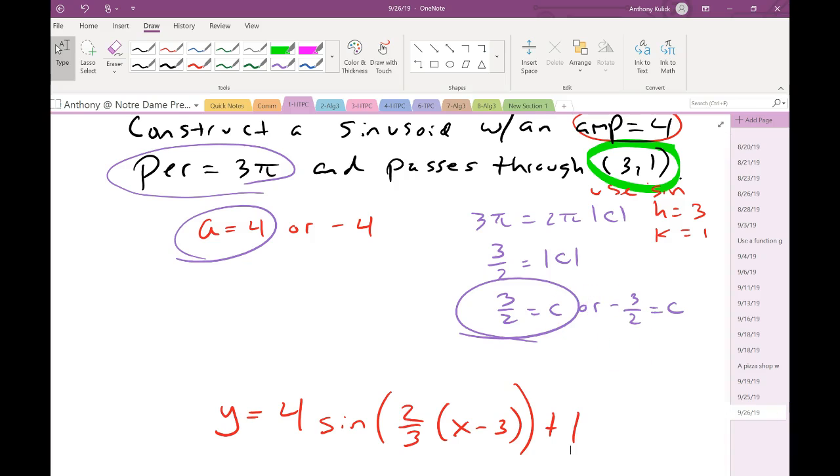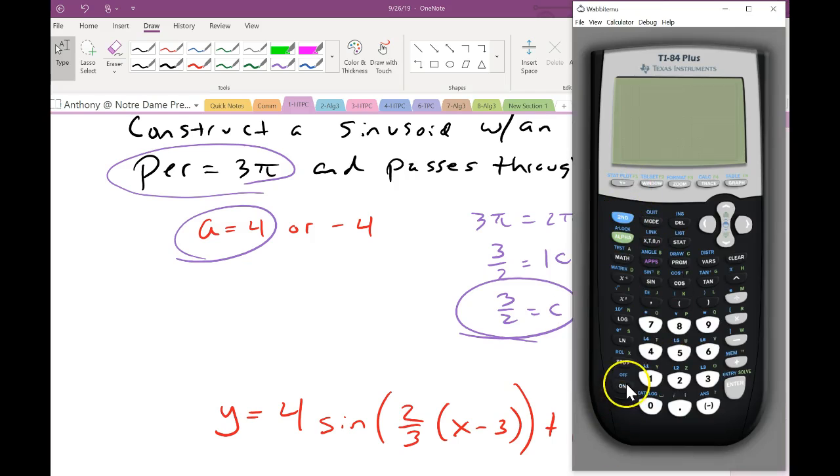So just as a check here, I can confirm that this does meet all my criteria if I wanted to graph this on my calculator. So I'm just going to hit graph here. I don't really care about the picture so much. The thing that I'm concerned about is that it's passing through the correct point. I'm confident I can do the A and C parts correctly.